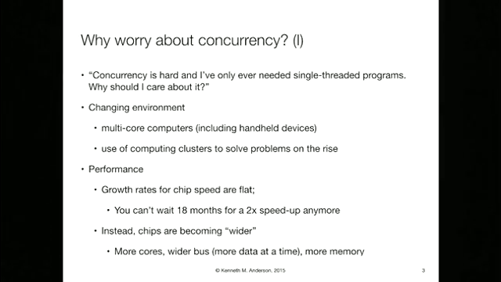Concurrency is hard, but I've only ever needed single-threaded programs in everything I've done ever since I started to become a programmer, so why should I care about it? And in general, that sentence is going to become harder and harder to say with a straight face. Because everything that we have, including our phones these days, ship with multiple cores. And the multiple cores are just sitting there waiting to give you tons of performance if you'll just use them. And if you don't use them, you're not going to get that performance. So the big change in this environment is that there are tons of multi-core computers. It didn't used to be the case that we would say, oh yes, this desktop has 12 cores.